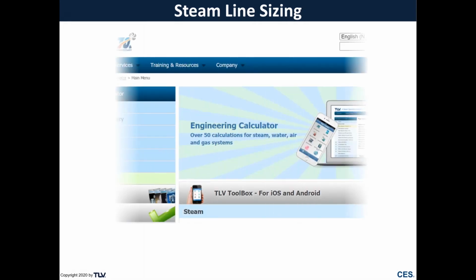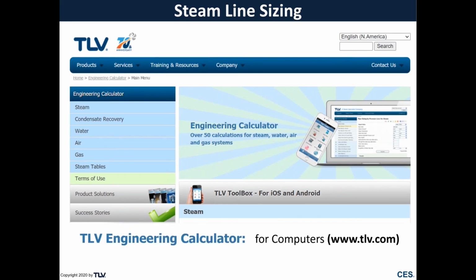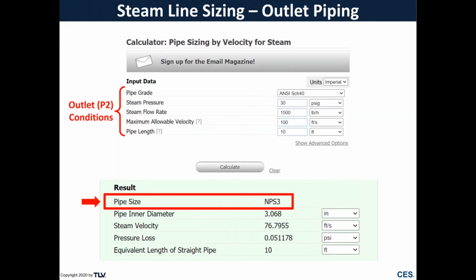Another way to determine the required line size that is quick and easy is to use TLV software. The TLV engineering calculator is available to use on the TLV.com website, and the TLV Toolbox app can be downloaded to a cell phone from the same website. Using the pipe sizing by velocity for steam option from the online engineering calculator, we input the sizing data provided and come up with a calculation of, of course, 2-inch pipe size for the inlet side, and 3-inch for the outlet side, just as we had calculated previously.